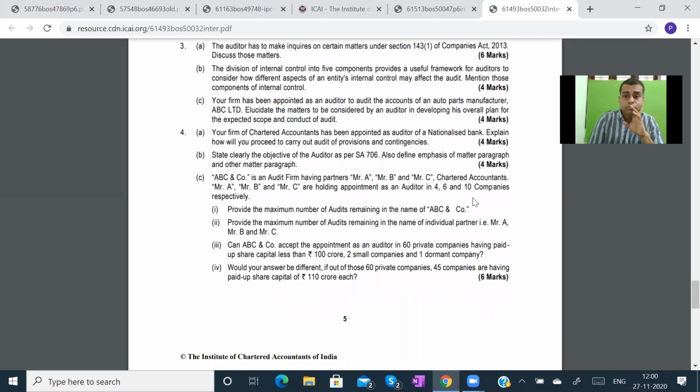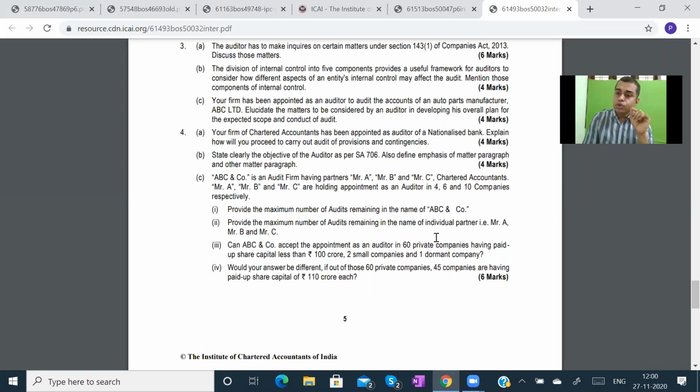Fourth question, your firm of chartered accountants has been appointed as an auditor of a nationalized bank. Explain how will you proceed to carry out audit of provisions and contingencies. Tell me. Audit of provisions and contingencies, in case of bank audit, how will you do? If you are an old syllabus student, this is not relevant. If you are a new syllabus student, this is relevant.